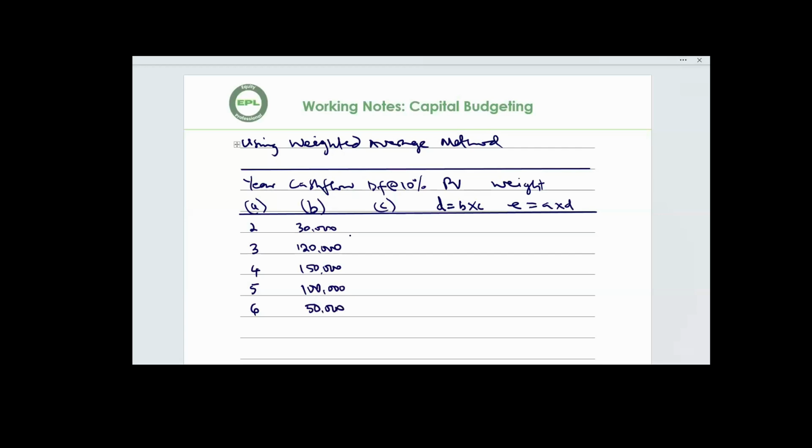You will notice that we have ignored the year one negative cash flow. It should not be there. But let's say, for example, the negative cash flow occurs in year four. Let's say this 150,000 is negative. Of course, you are going to include the negative that occurs in year four. Provided the negative cash flow does not occur in the first year, it should be included.